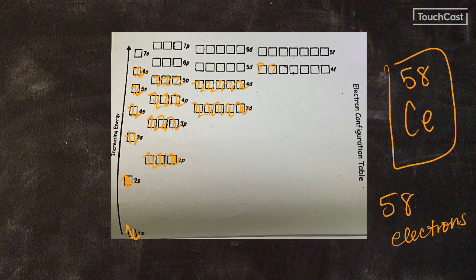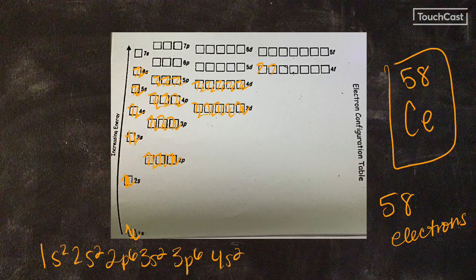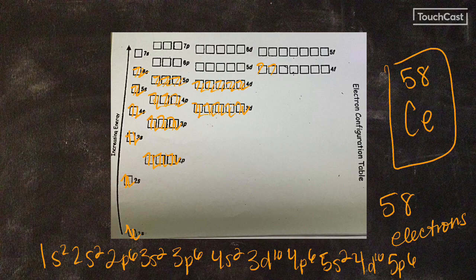And so if I go ahead and write my electron configuration, I have 1s2, 2s2, 2p6, 3s2, 3p6, 4s2, 3d10, 4p6, 5s2, 4d10, 5p6, 6s2, 4f2. And that's my entire electron configuration for cerium.